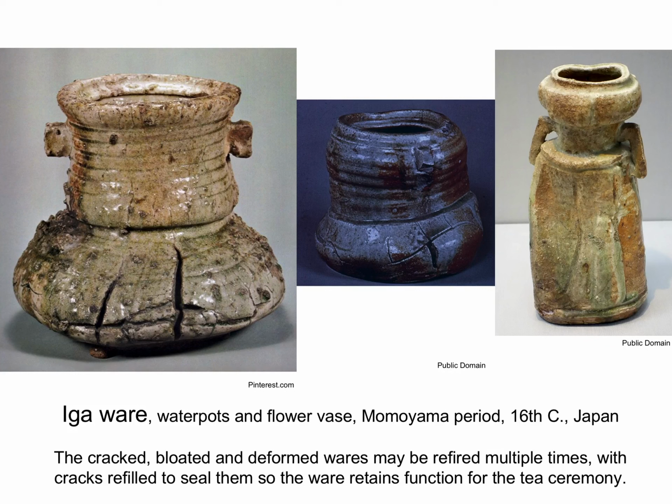So you can see here examples of Iga ware, water pots and flower vases, again from 16th century Japan, where the cracked, bloated, and deformed wares may be refired multiple times with cracks refilled to seal them, so the ware retains function for the tea ceremony. So this approach to materiality and to extreme process, by firing the ware so that it breaks and distorts and cracks, and then those are repaired in multiple firings and so on and so forth.